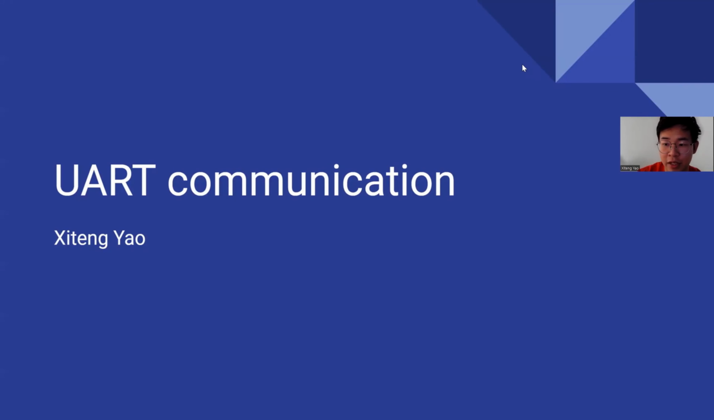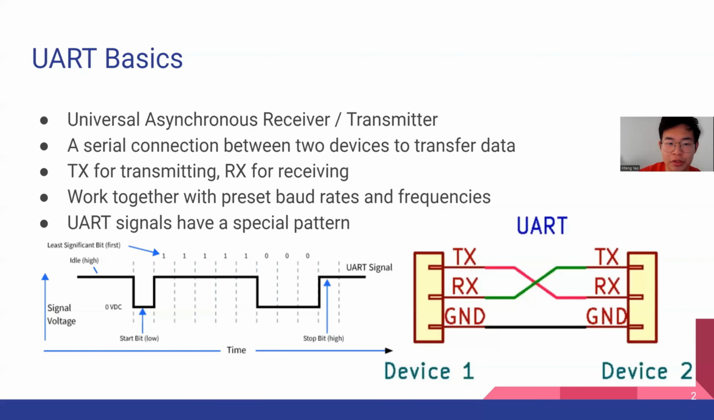Hello, this is Xiteng Yao. I'm going to talk about UART communication in our project. UART is short for universal asynchronous receiver and transmitter. UART is basically two wires communicating with each other between two devices. One is RX, one is TX.